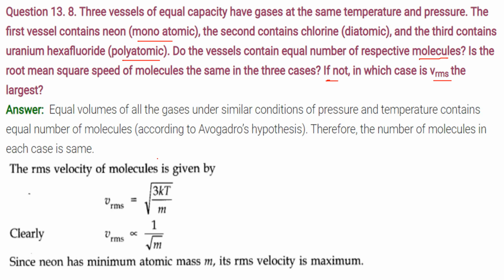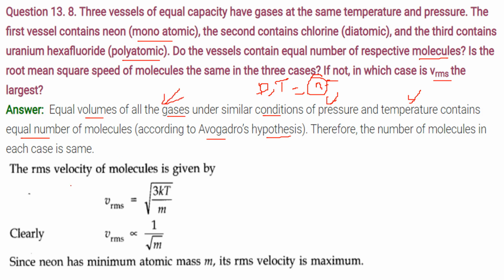We have certain expression, but before we go ahead, the equal volumes of all gases under similar condition of pressure and temperature, they will contain equal number of molecules. This is in accordance with the Avogadro hypothesis. So Avogadro hypothesis says that equal volumes of all gases under similar condition of pressure and temperature contain equal number of molecules. So the number of molecules in each case is going to be same.